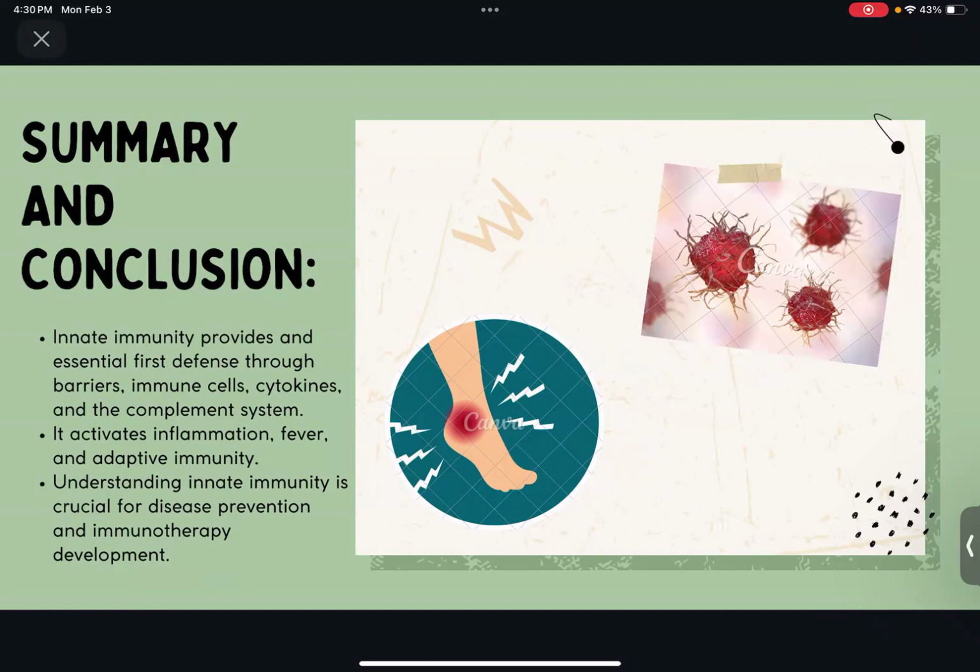To summarize, innate immunity is our immediate defense comprising barriers, immune cells, and biochemical responses. It acts quickly to eliminate threats and prepares the adaptive immune system for a more targeted response. A deeper understanding of innate immunity helps in disease prevention, vaccine development, and immune therapies.